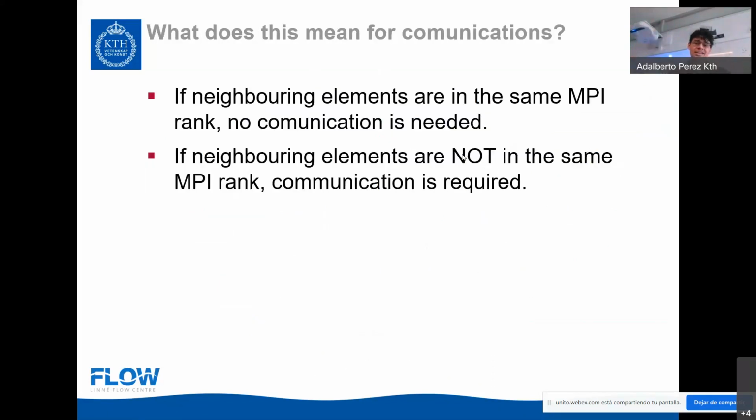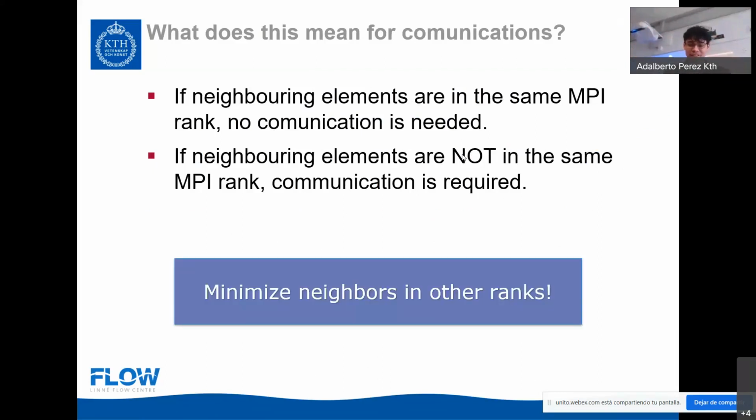Okay, but what I want to state that is very obvious is that when we are doing this direct stiffness summation, if some neighboring elements are in the same MPI rank, then of course we don't need communication. But if the neighboring elements are not in the same MPI rank, we obviously need communication, right? We need to be able to get those values. And again, I said it was obvious, but it's important. So that's why I explicitly say it.